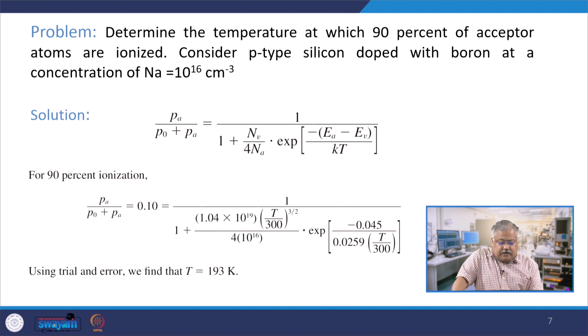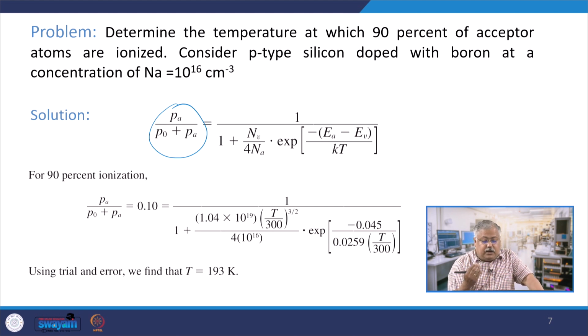The solution is given by a formula: Pa upon P0 plus Pa equals 1 upon 1 plus Nv by 4Na times exponential of (Ea minus Ev) divided by kT, where Ea minus Ev is the acceptor ion level minus the valence level. For 90% ionization, Pa by P0 plus Pa will be approximately 0.1. What are Pa and P0? P0 is the initial condition, 10 to the power 16.